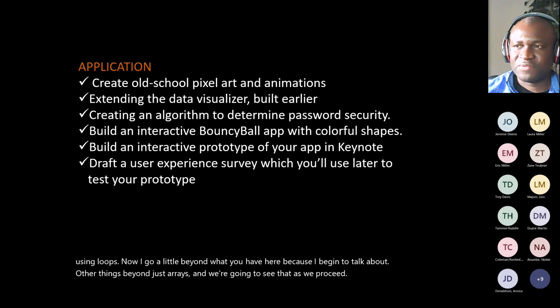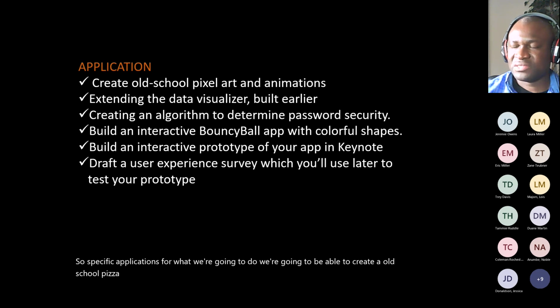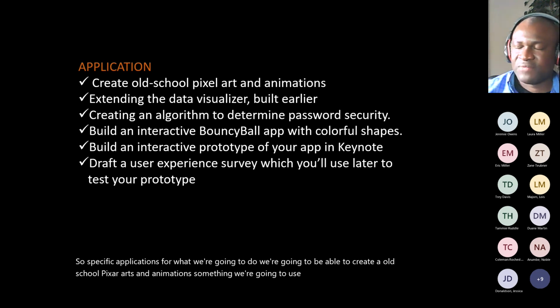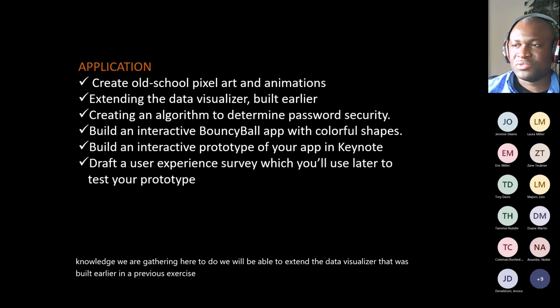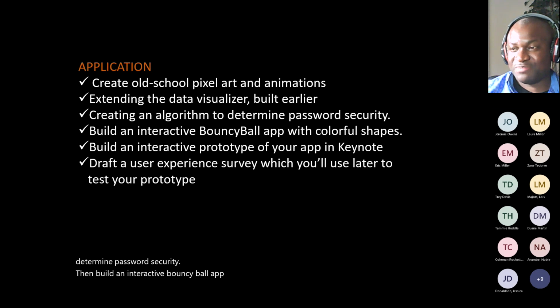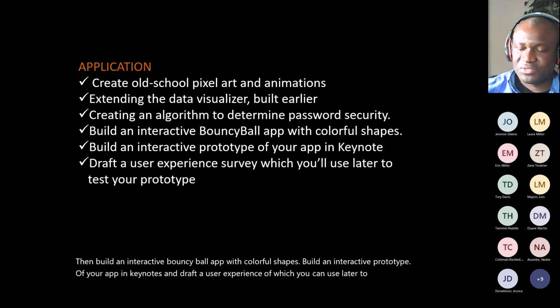For specific applications, we're going to be able to create old school pixel art and animations, using all of this knowledge we are gathering here. We will extend the data visualizer that was built earlier in a previous exercise. We're also going to create an algorithm to determine password security, then build an interactive bouncy ball app with colorful shapes, build an interactive prototype of your app in Keynote, and draft a user experience survey, which you can use later to test your prototype.